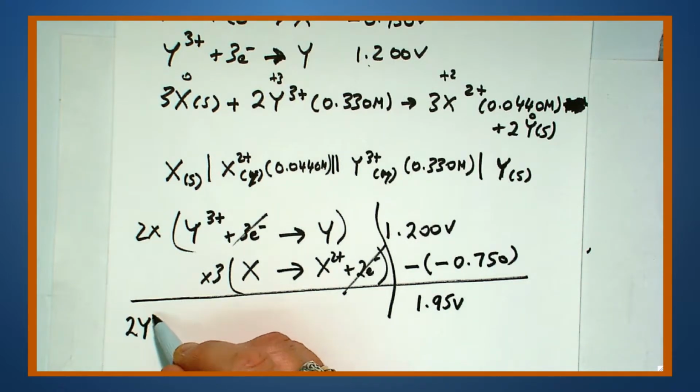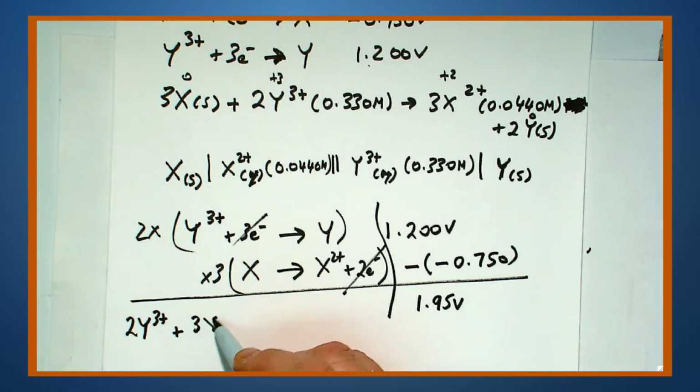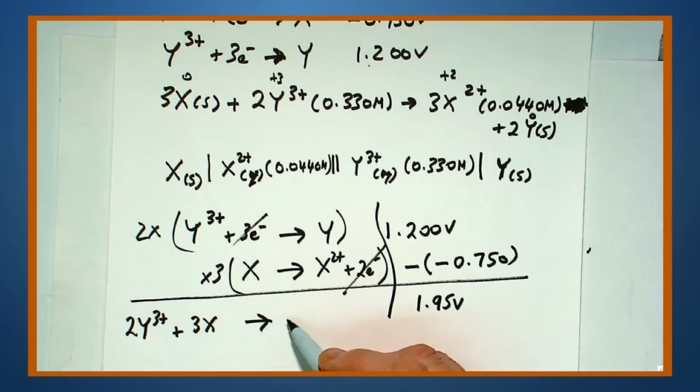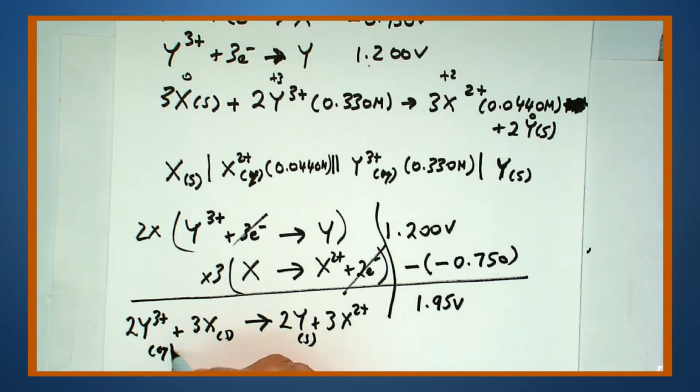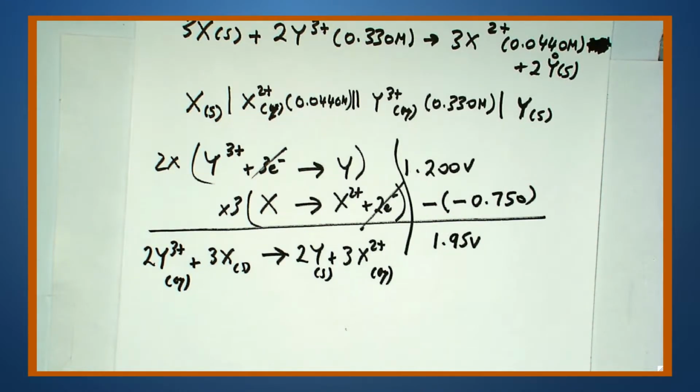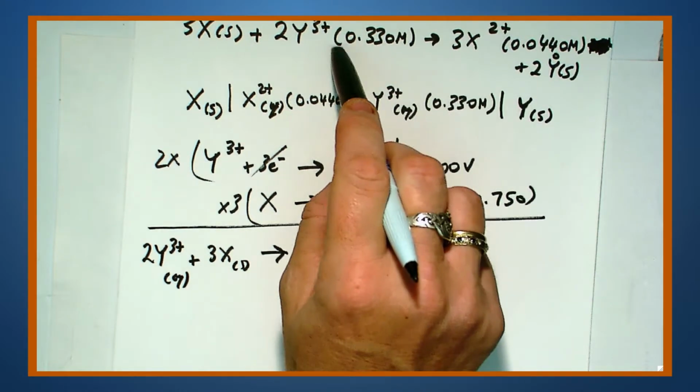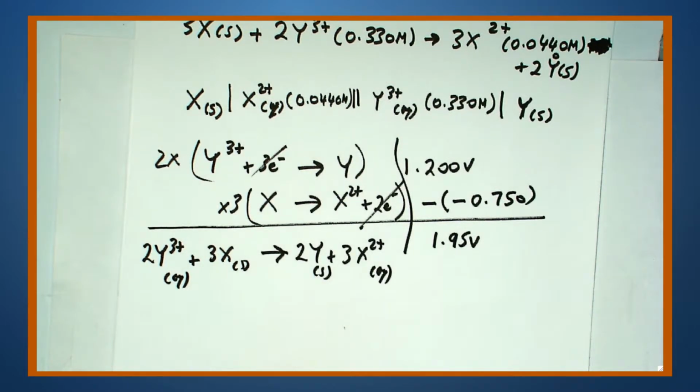So 2Y3 plus 3X goes to 2Y plus 3 lots of X2 plus. Solid, aqueous. Why did I do that? Two things. First of all, to check it agrees with up there, which it does. Second of all, I can write my Q out now.